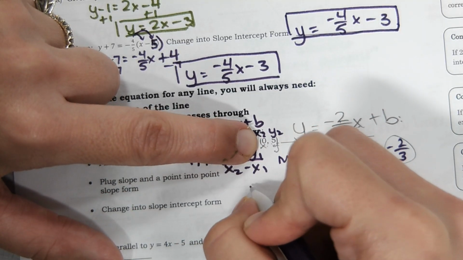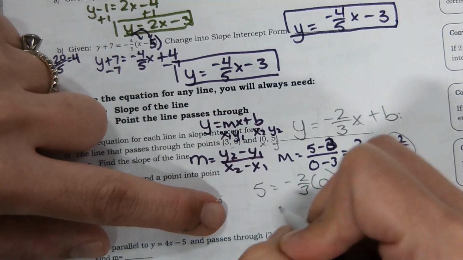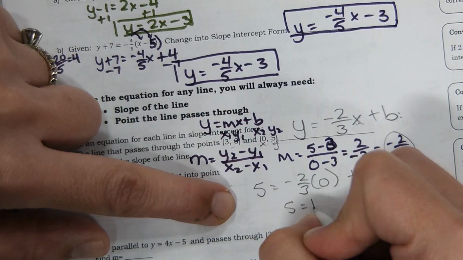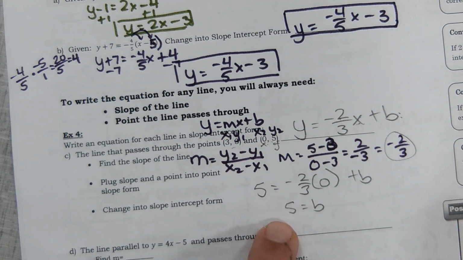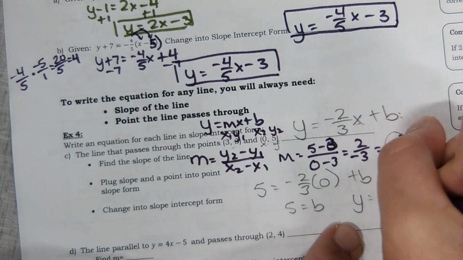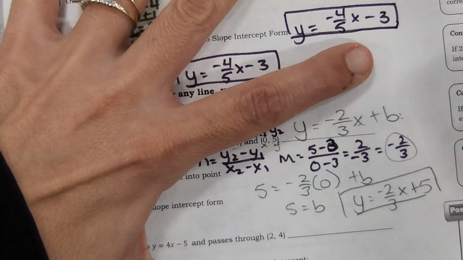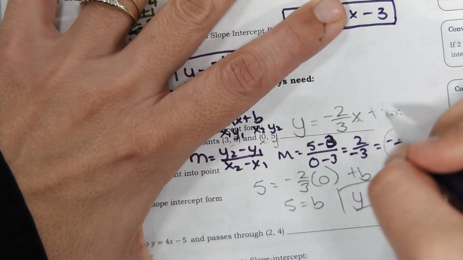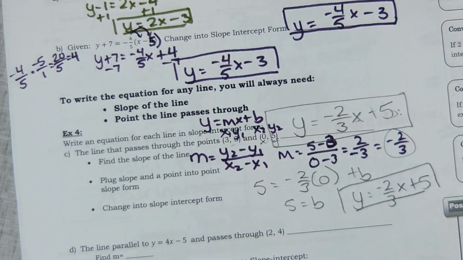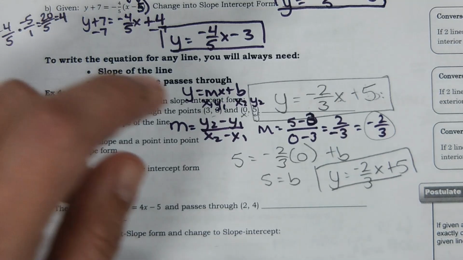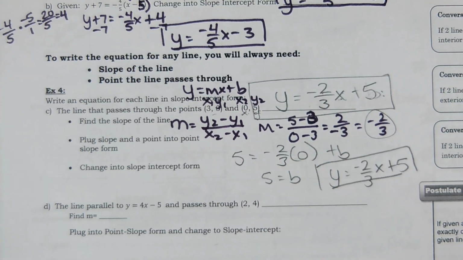So y being 5 equals negative 2/3 times 0 plus b. And then 5 equals b, because negative 2/3 times 0 is just going to be 0. So the y-intercept is 5. Now we have y equals negative 2/3 x plus 5, and we can replace this b with 5. You could have also recognized this as the y-intercept, where it crosses the y-axis, and just plugged in 5, but whatever works.